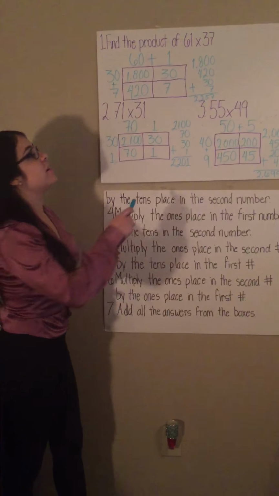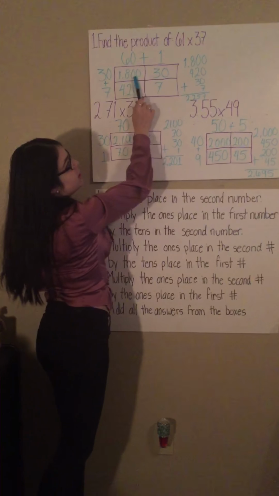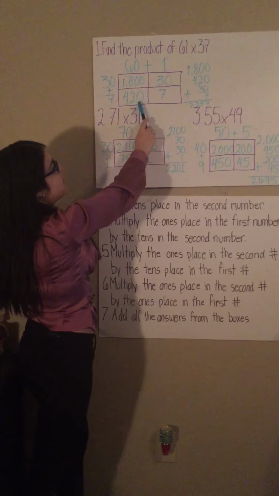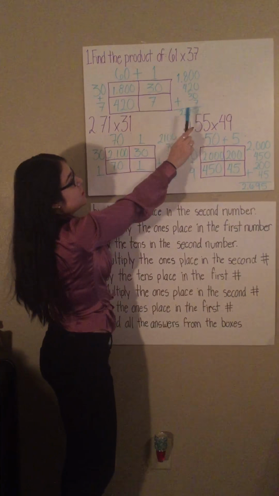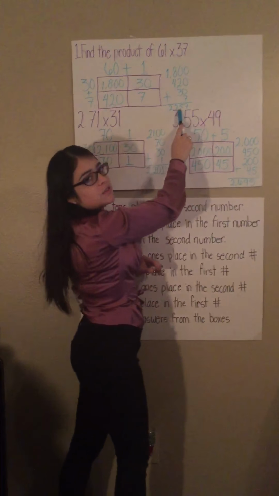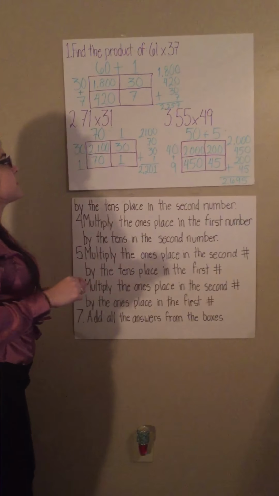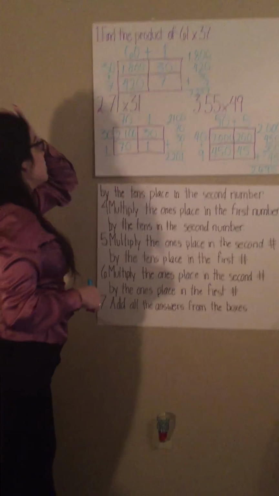And now we're going to add it all up. 1,800 plus 420 plus 30 plus 7, which equals 2,257. And that's going to be our final answer.